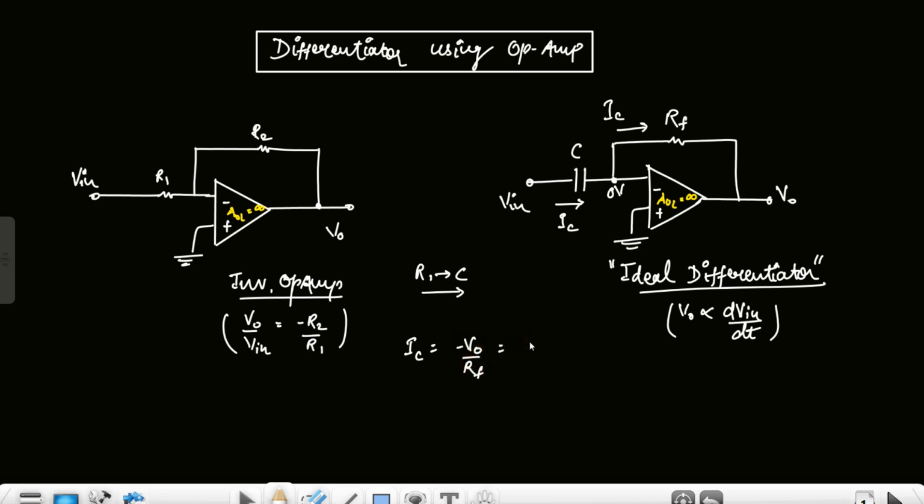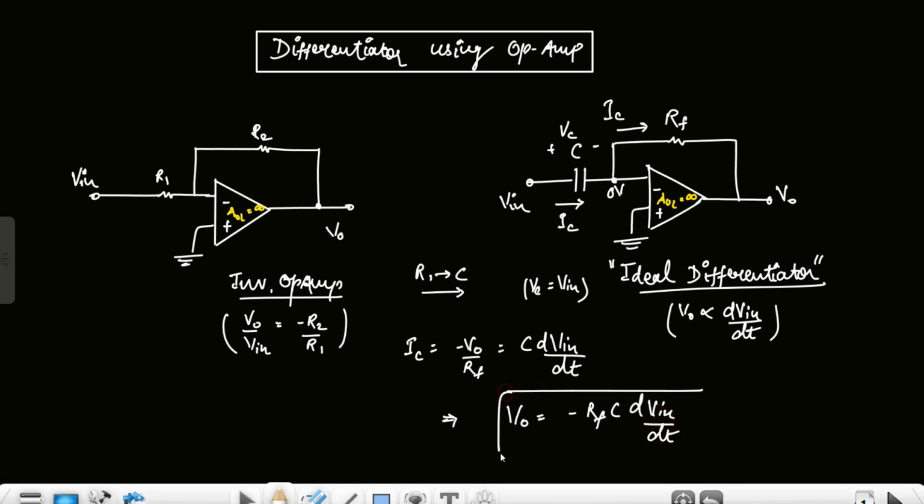Which is equal to C dVc by dt. And this Vc, as we can clearly see, is equal to Vin, so it will be dVin by dt. So from here, V0 will be equal to minus RF C dVin by dt. Right. So this is the output of the ideal differentiator. And here also we can see this negative sign showing that the phase is 180 degrees, right?